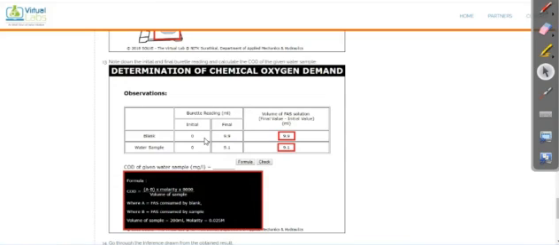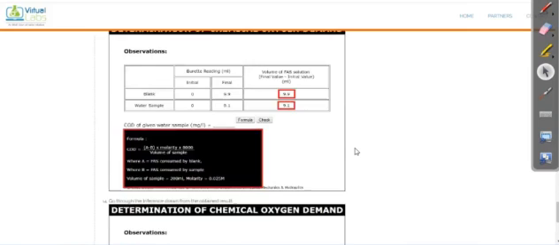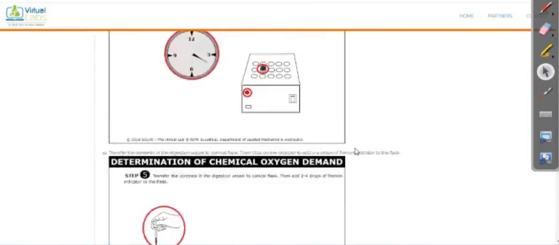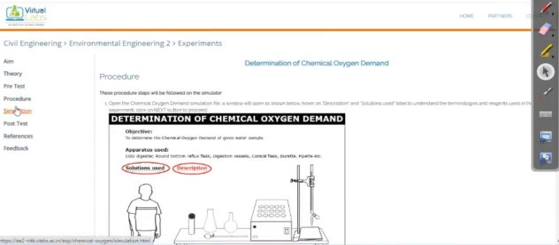So again collect the sample, pour in the silver sulfate, then the indicator, then the mercury sulfate or the K2Cr2O7, and then again do the same process and take the burette reading, and with the help of that we can find out the amount of oxygen needed to oxidize the matter present in it. Okay, so let's start the simulation. From that you can easily understand what exactly it means.